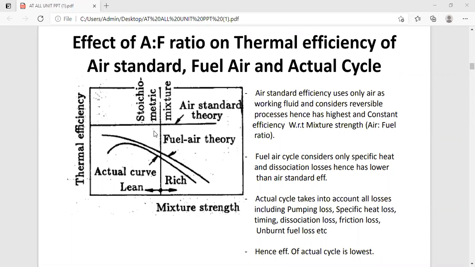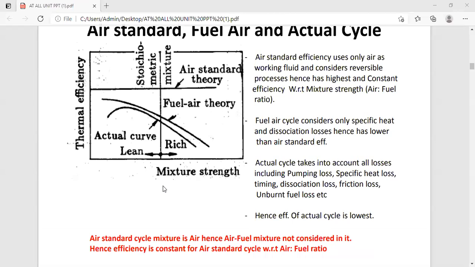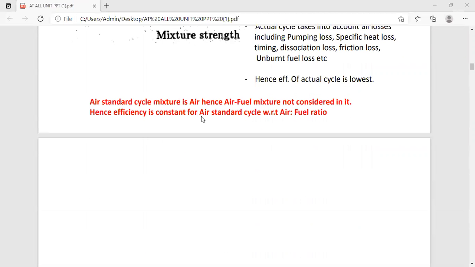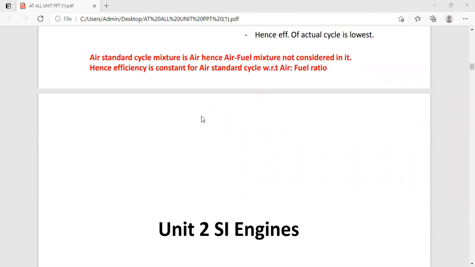And in the fuel air cycle, we consider only two factors: the specific heat effect and the dissociation losses. So it has lower efficiency than the air standard efficiency. But in the actual cycle, there are pumping losses, specific heat losses, timing losses, dissociation losses, and frictional losses. So the actual cycle has the lowest efficiency. This point we have covered, and here we have completed unit number one.